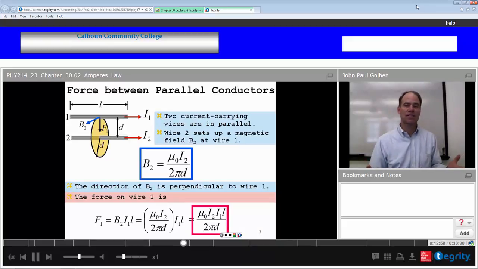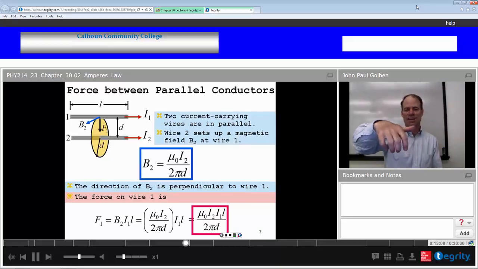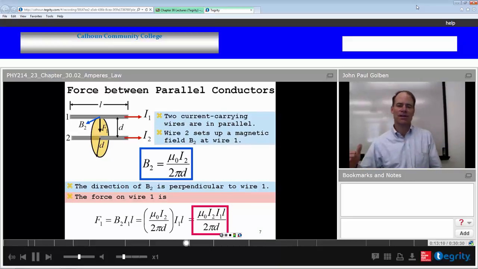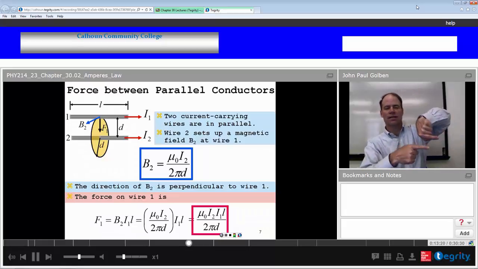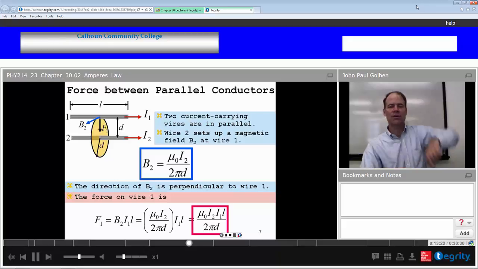For the same reason, wire number 2, what's going to happen to that? If I have current I1 going to the right, wire number 2 is going to experience a magnetic field from wire number 1 that's going into the page, and with that current going this way and a field going into the page, wire number 2 is going to be attracted upward towards wire number 1. So the two wires are going to be attracted to one another, equal and opposite.